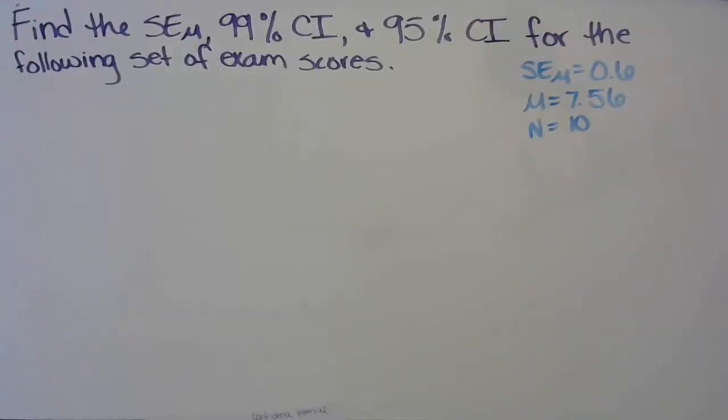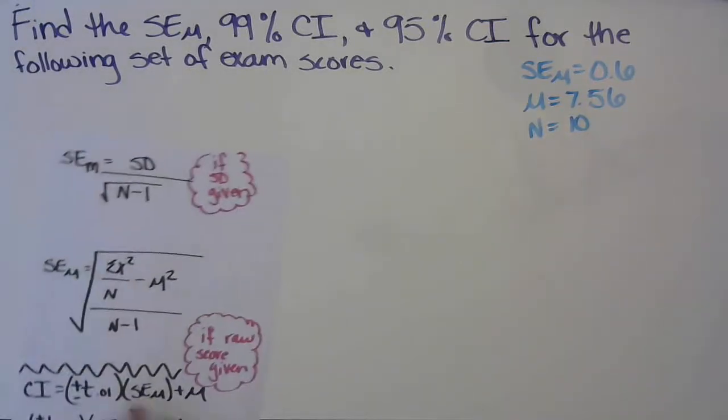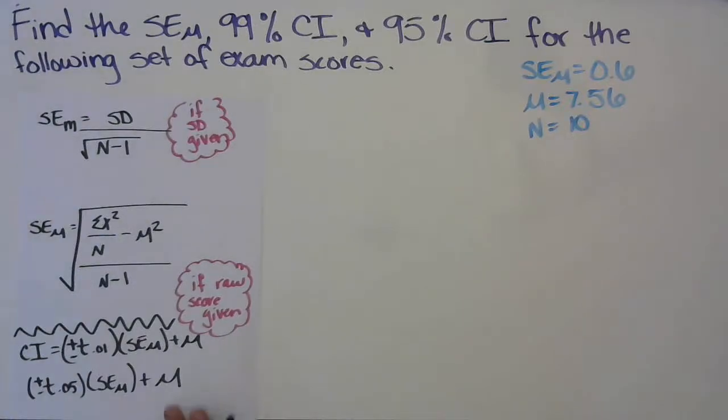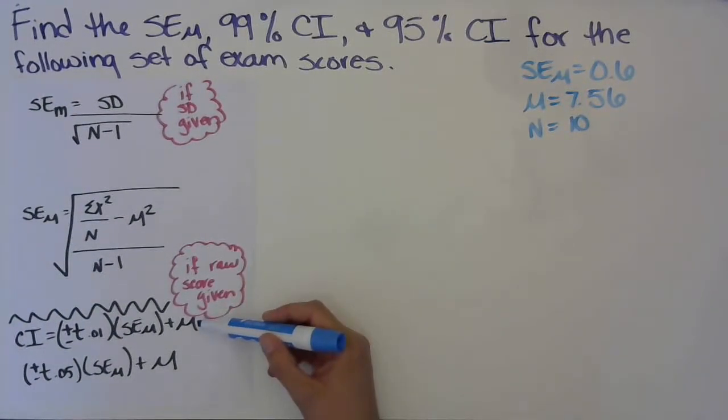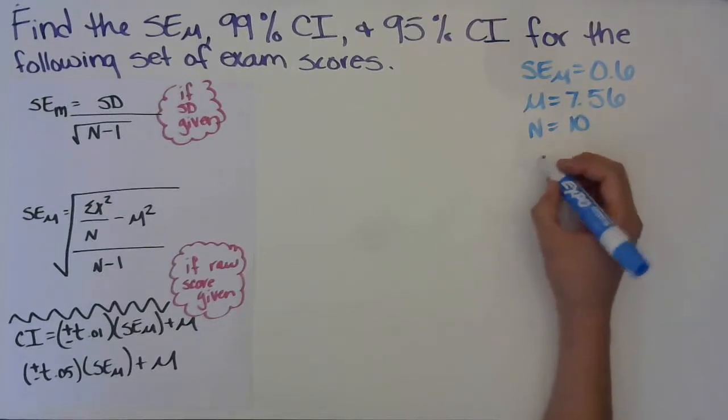Okay, let's go ahead and get to work on finding the confidence intervals. Now we have a 99 and a 95% confidence interval that we need to find. So let's go ahead and pull out our sheet of formula. Okay, and we've got our formula right here for our confidence interval. So let's go ahead and write those down.